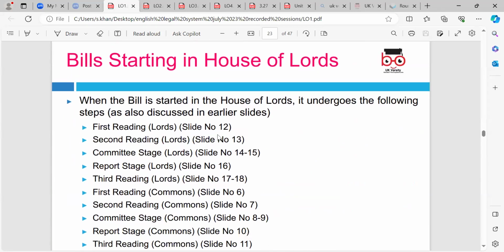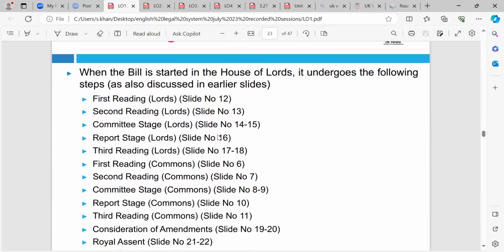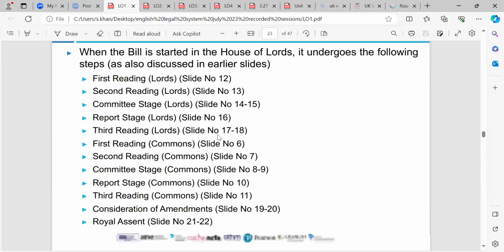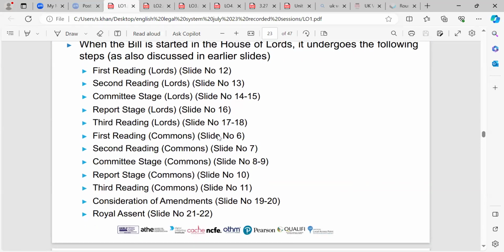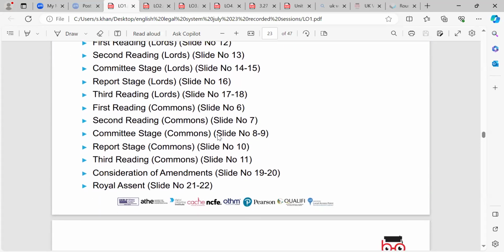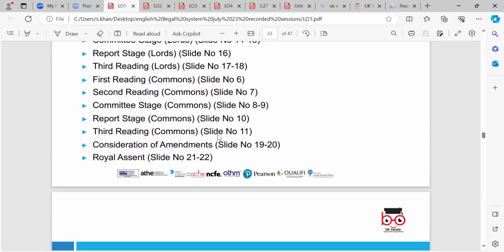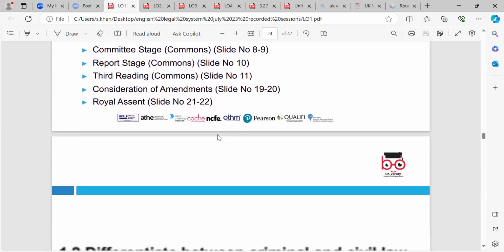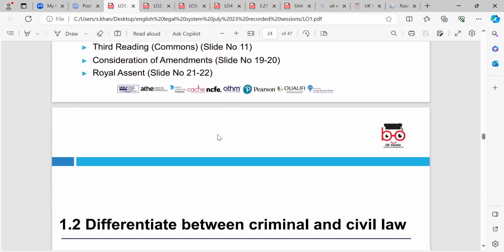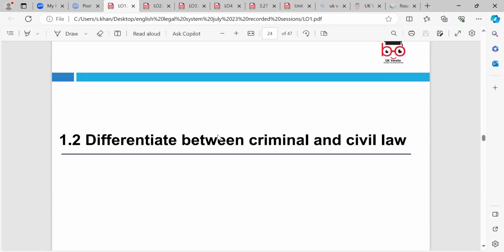So this then we just went on, looked at how it starts and the steps: first reading, second reading, committee stage, report stage, third reading, and then Commons, first reading, second reading, committee stage, report stage, third reading, consideration of amendments from both houses, and then royal assent.